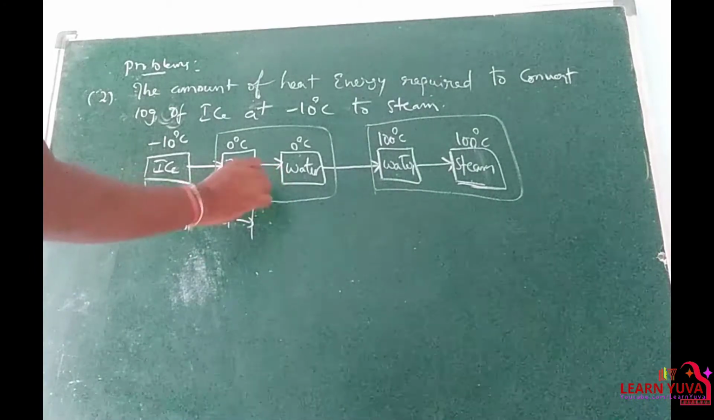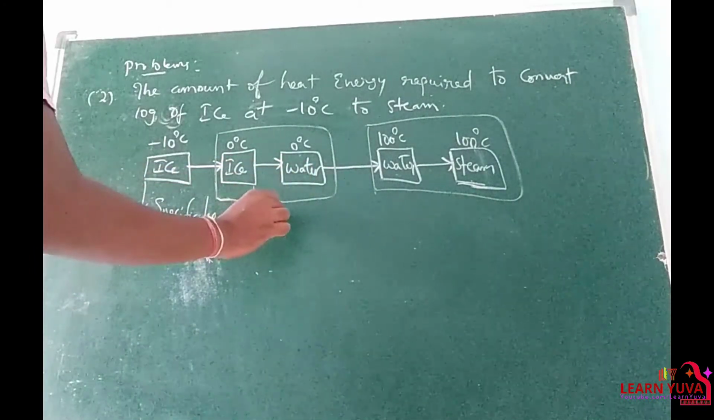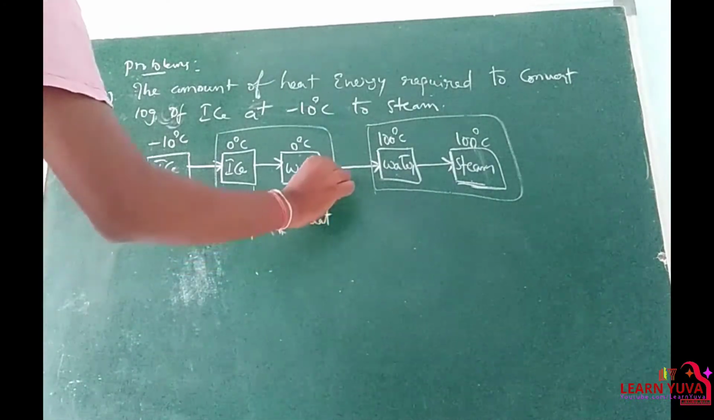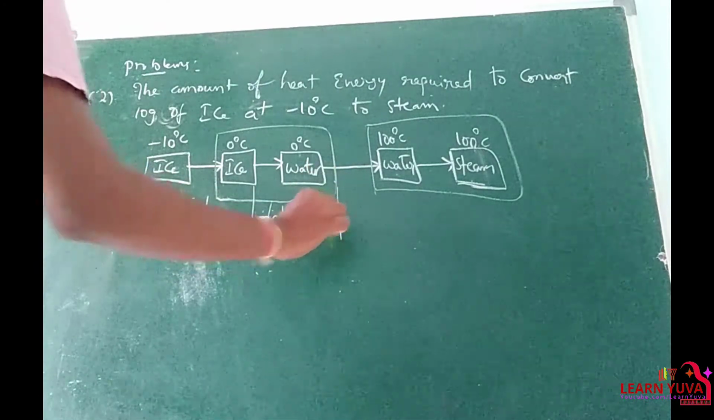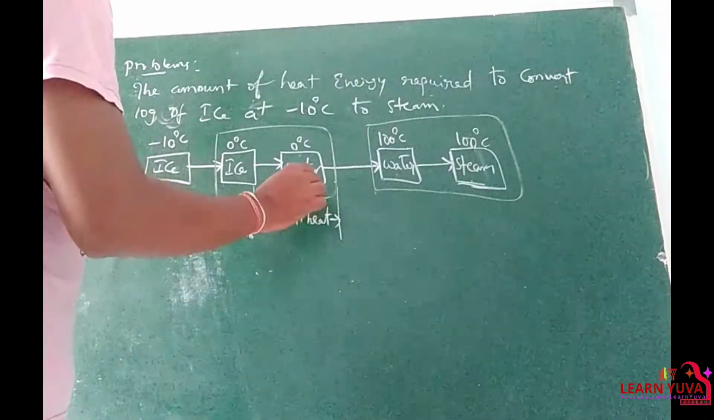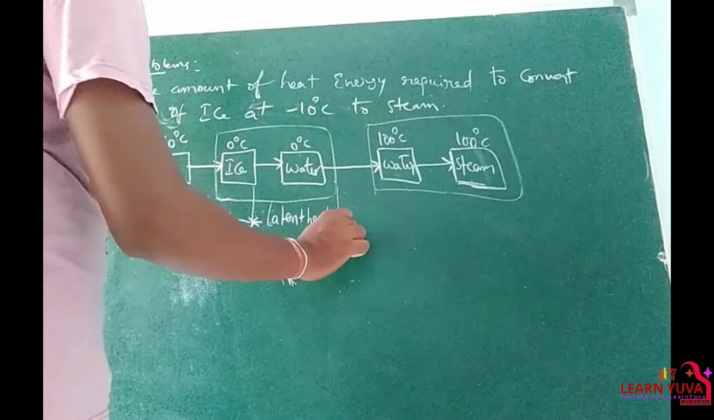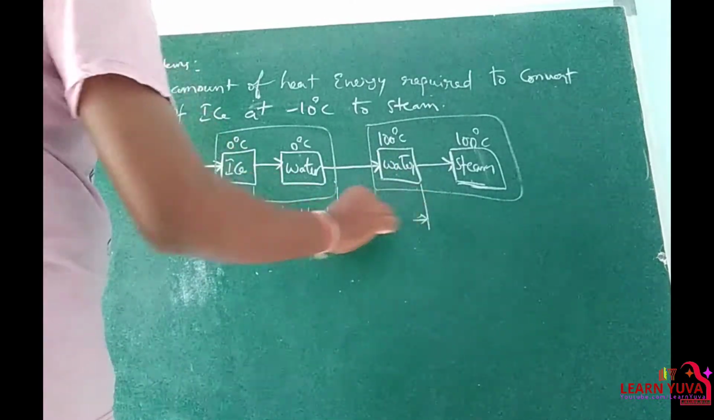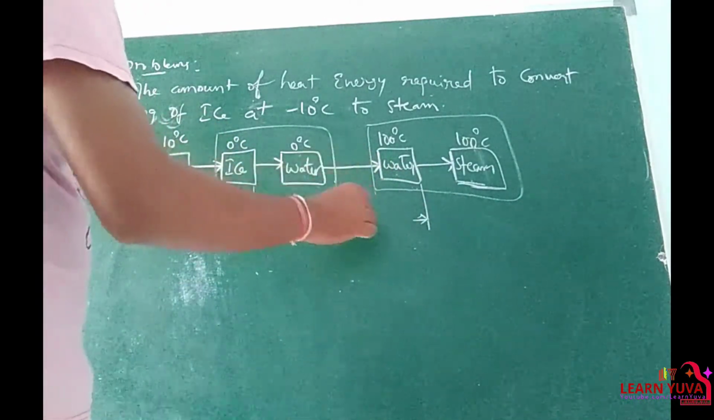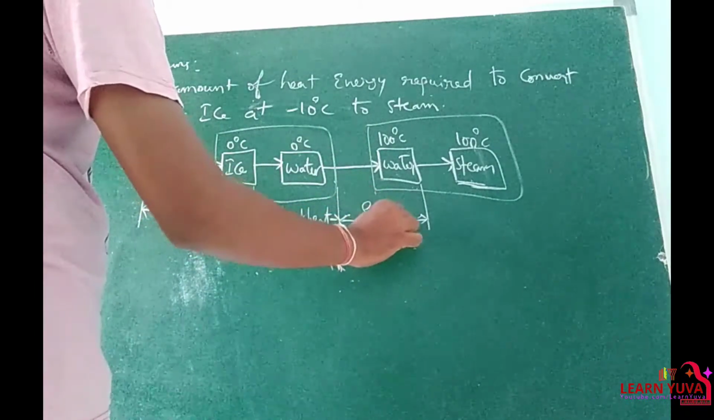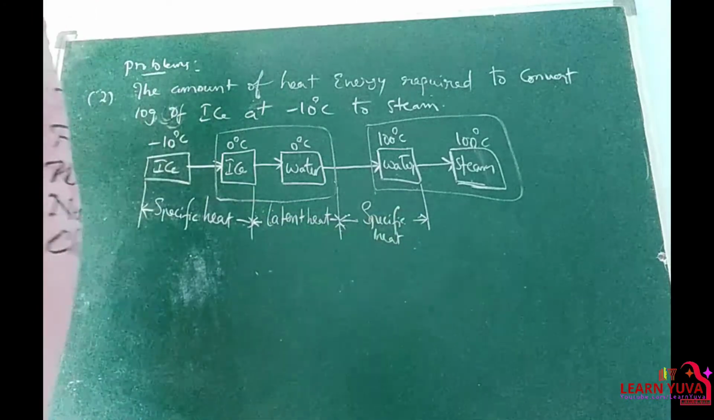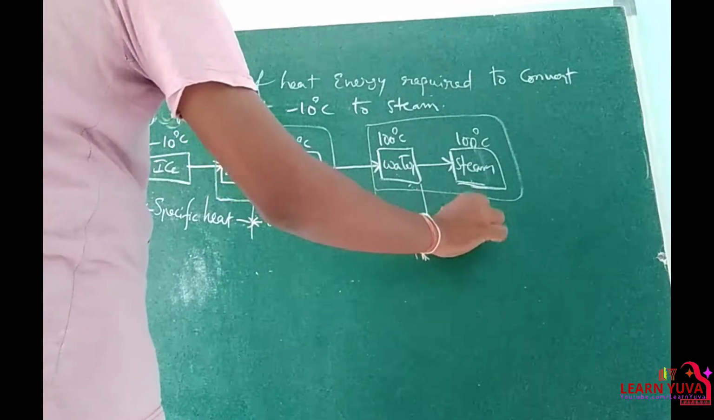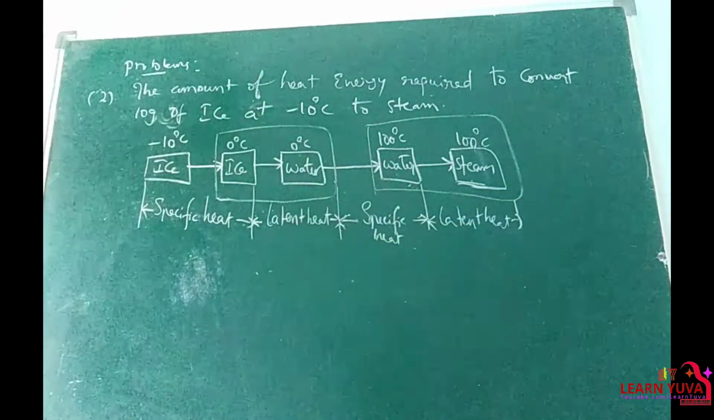But to convert the state, ice to water, here we are using latent heat. Up to here, right? So here the temperature is 0 to 100. So water, 0 degrees Celsius to 100 degrees Celsius, the change in temperature is there, so specific heat, right? So here the change in state is possible, so latent heat, right?